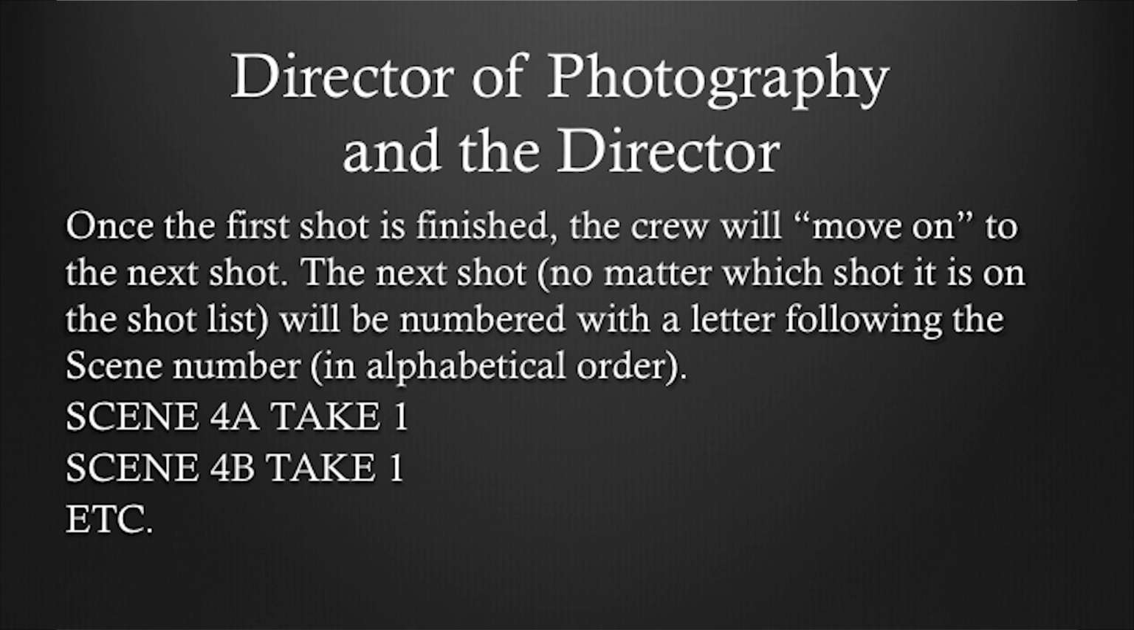So it goes like this. The first scene was scene 4, and now the next shot will be scene 4 alpha, take 1, scene 4 bravo, take 1, scene 4 Charlie. If you get all the way through the alphabet, you go back to scene 4A and you do 2 A's. Scene 4AA, scene 4B, 2 B's, BB, and so on, if you have that many shots in a scene, which is kind of rare, but it happens occasionally.